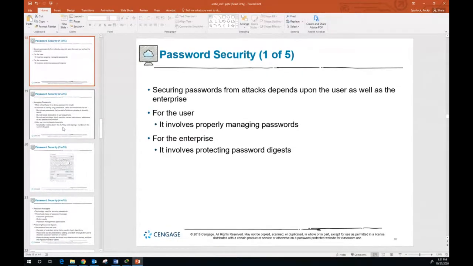So we can secure our passwords, and this is something that's going to be dependent upon the user as well as the enterprise or the organization. So the user involves properly managing your passwords. Doing things like don't write your password down, make your password complex, use different passwords for different systems. For the enterprise, it involves protecting the password digest.